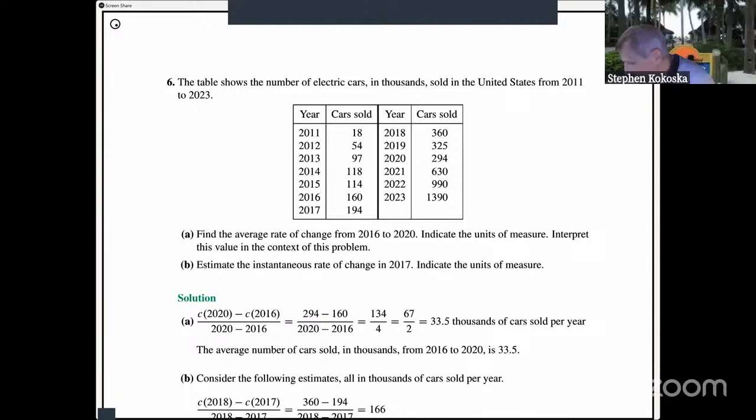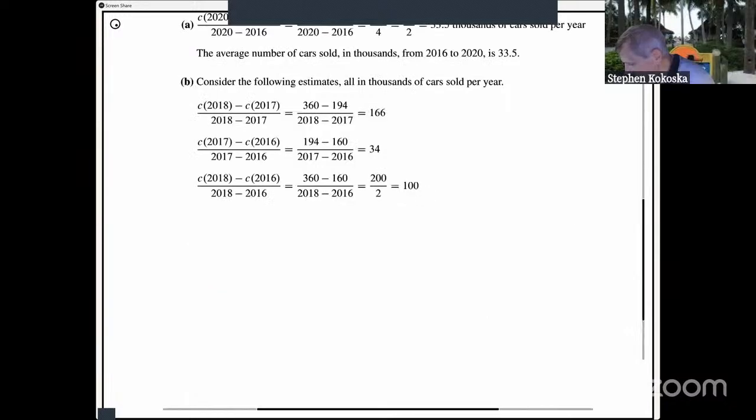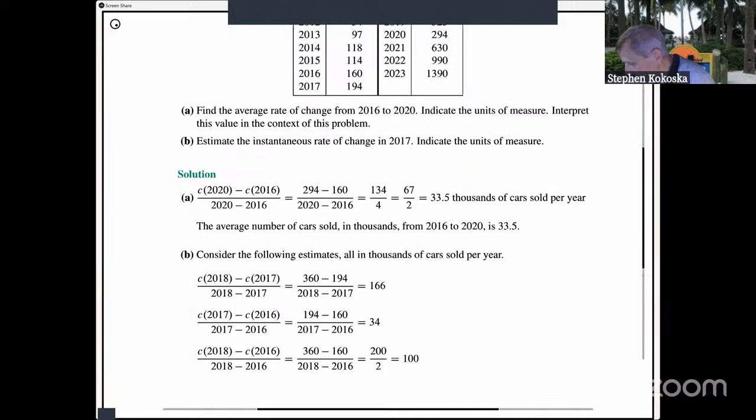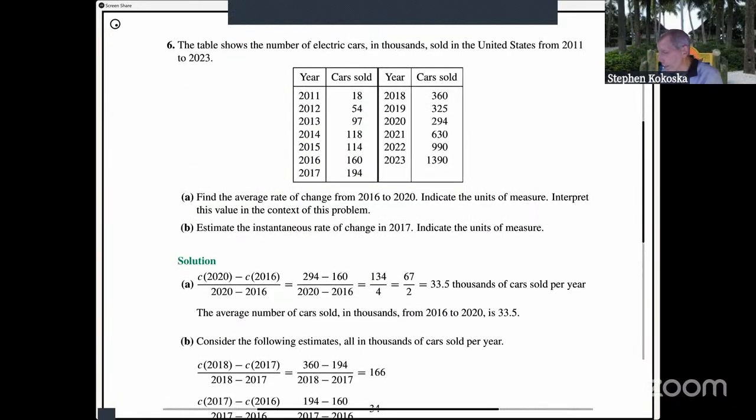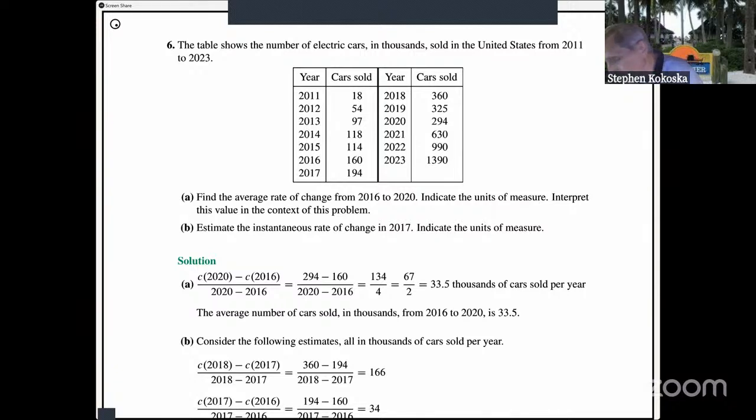All right, so we're going to take a look at number 6 down there, if I can get this correct. Here we go. Well, there's my table. All right, so this table shows the number of electric cars in thousands that were sold in the United States from 2011 to 2023. And actually, this is pretty close. I looked this one up. So this is actually pretty darn close.